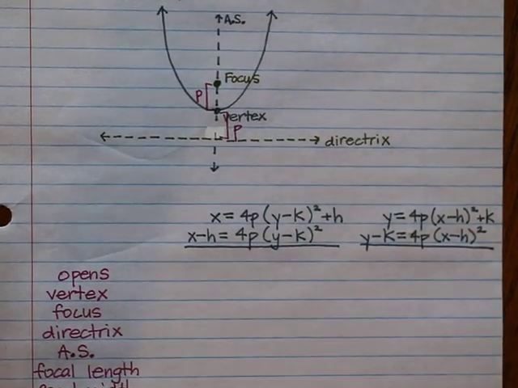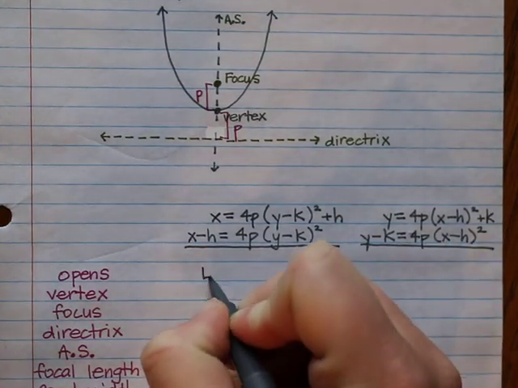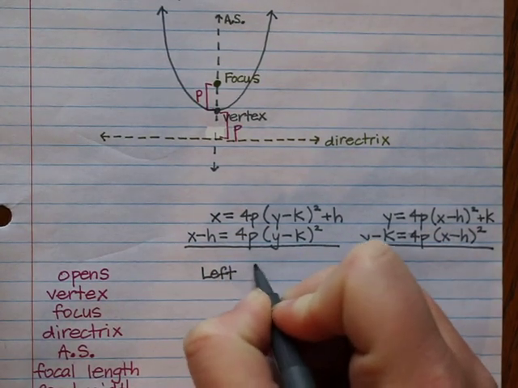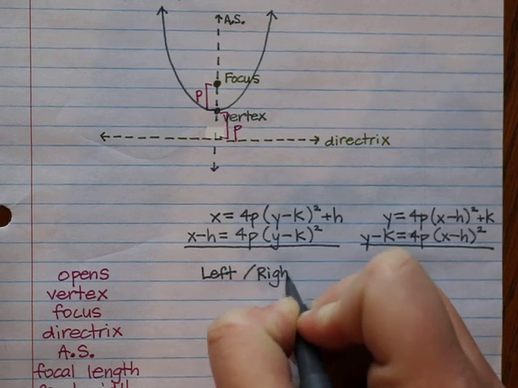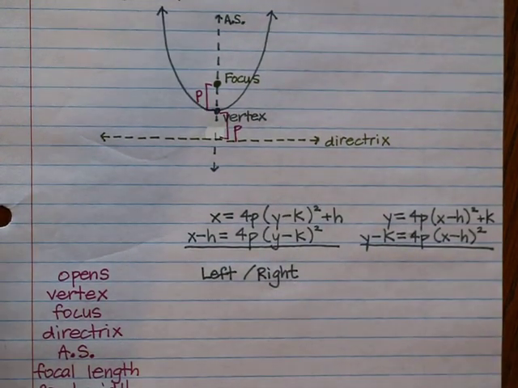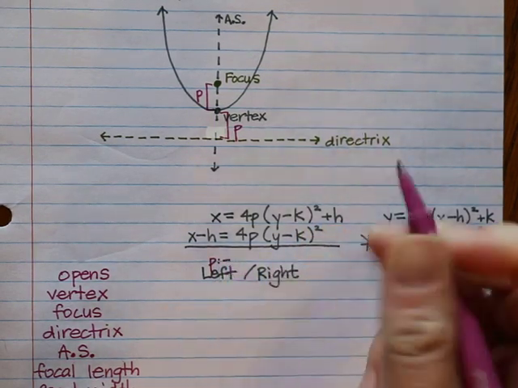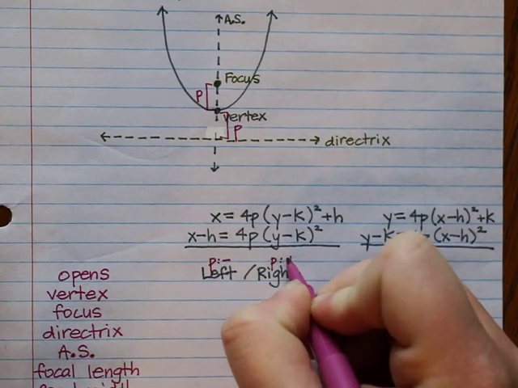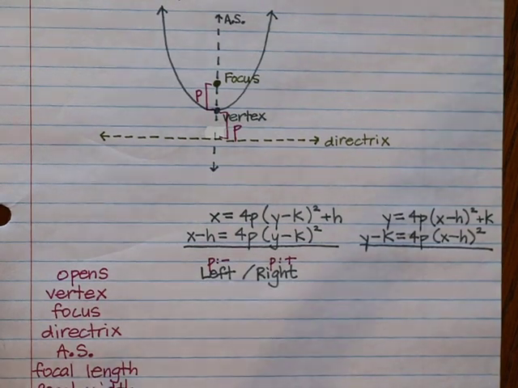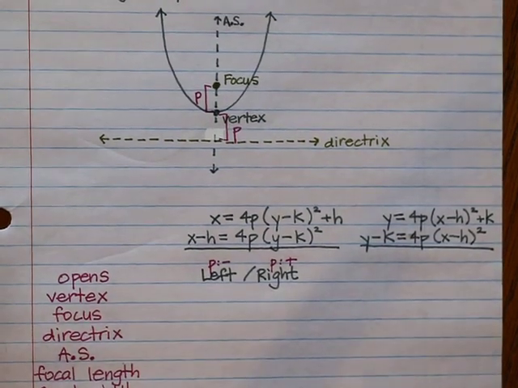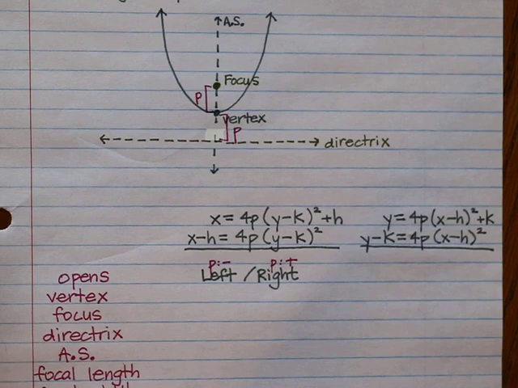If y is being squared, that's not what we're used to, but if y is being squared, that means our parabola is opening to the left or to the right. And it all depends on that value of p. We open to the left when p is negative, and we open to the right when p is positive. In other words, what number is in front of our squared? Because that's going to tell us which way we want to go.